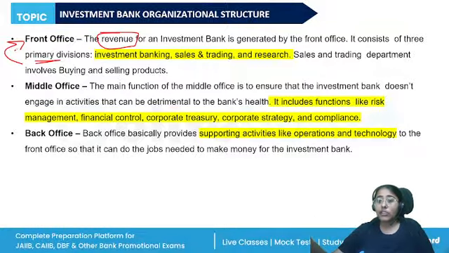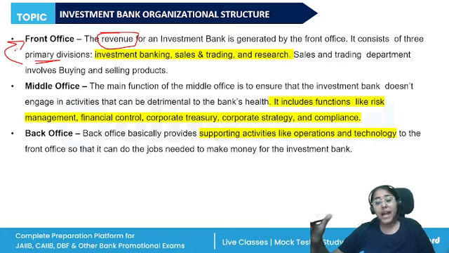So, the responsibility of the sales and trading department is buying and selling of the products. Research department comes up with the various research reports on the firms or the industry, right? Then middle office works as a protector. The main function is to ensure that the investment bank doesn't engage in activities that are detrimental to the bank's health. They will ensure that the investment bank is not taking too much risk. So, functions like risk management, financial control, corporate treasury, strategy, and compliance, that is middle office.